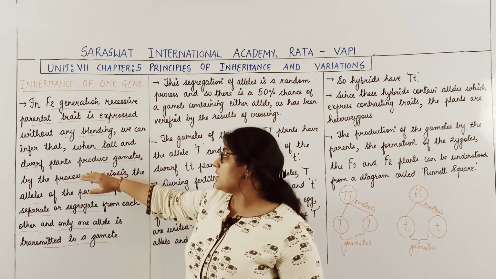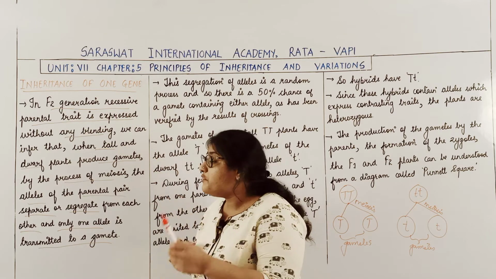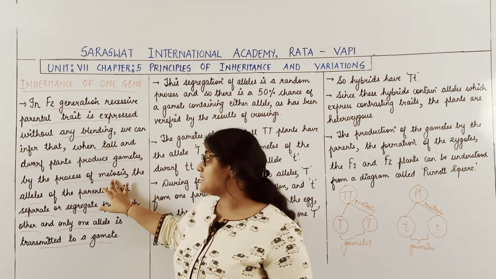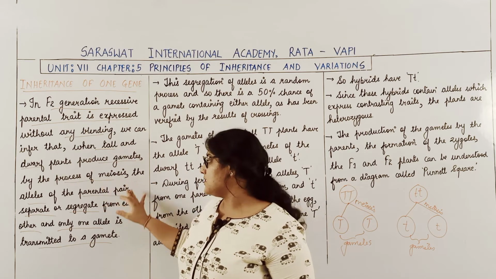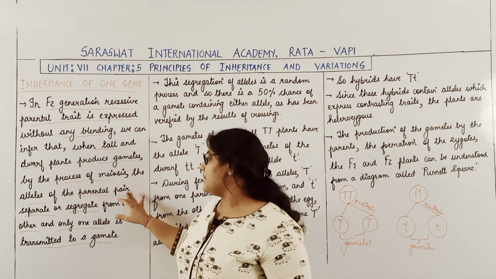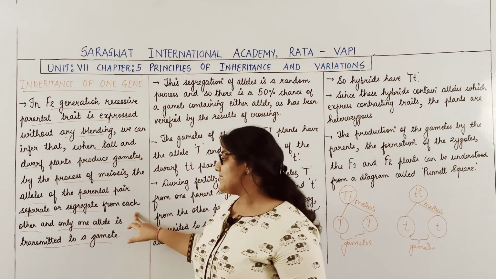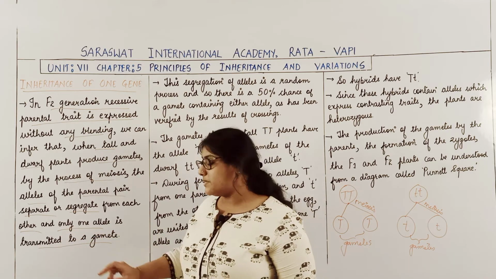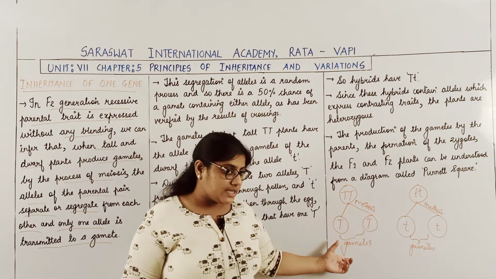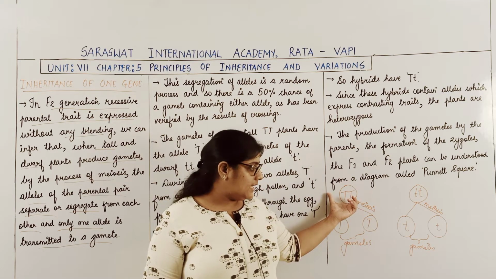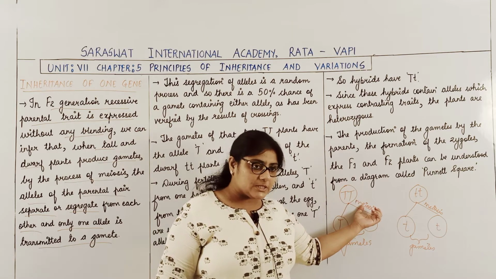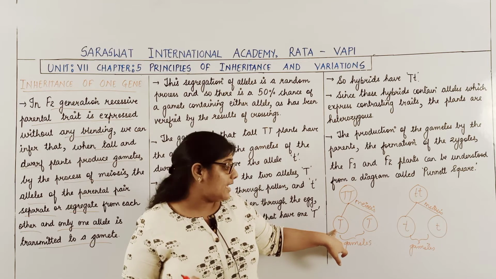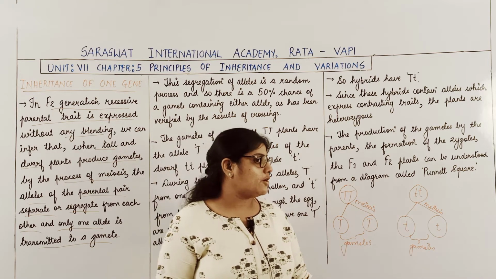Okay. So what has been concluded? It has been inferred that when the tall and dwarf plants produce the gametes by the process of meiosis, the alleles of the parental pair separate and segregate from each other and only one allele is transmitted to the gamete. So here you can see that this is a pair of alleles which, by the process of meiosis, forms the gamete, and this gamete contains only one allele of a pair of alleles.